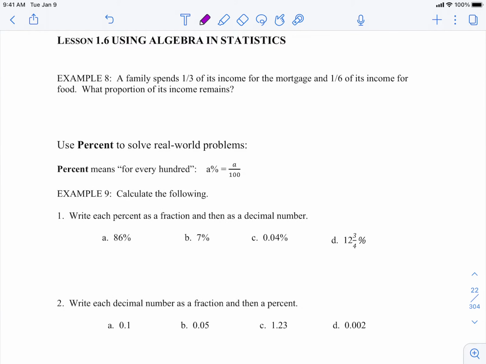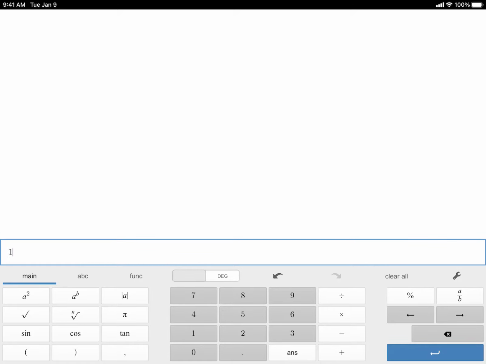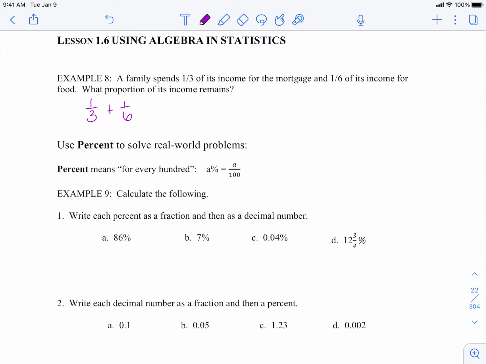Okay. A family spends 1/3 of its income for the mortgage and 1/6 of its income for food. What proportion of its income remains? So we can do 1/3 plus 1/6. Again, we can do this in Desmos. 1/3 plus 1/6. It's going to be 1/2. And I want to know how much is remaining. So I'm going to do 1 minus 1/2, which will just be the other half. So 1/2.